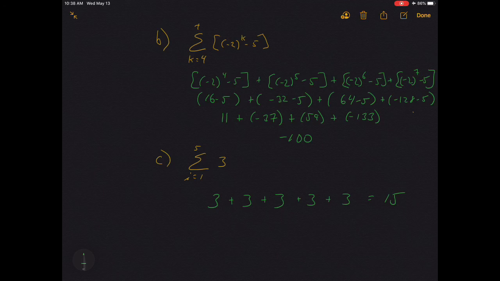So just be careful when you see a constant and there's nothing to plug the numbers into. You just add up that constant however many times you need to get from whatever the starting number is to the ending number. And that's how you get your sum.